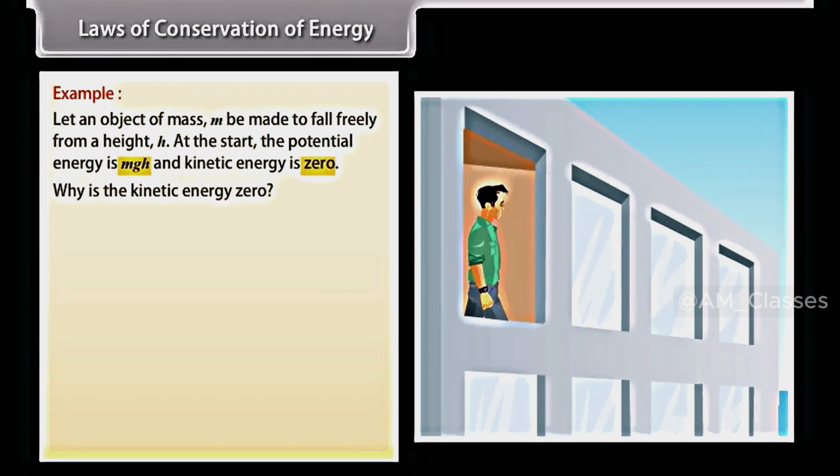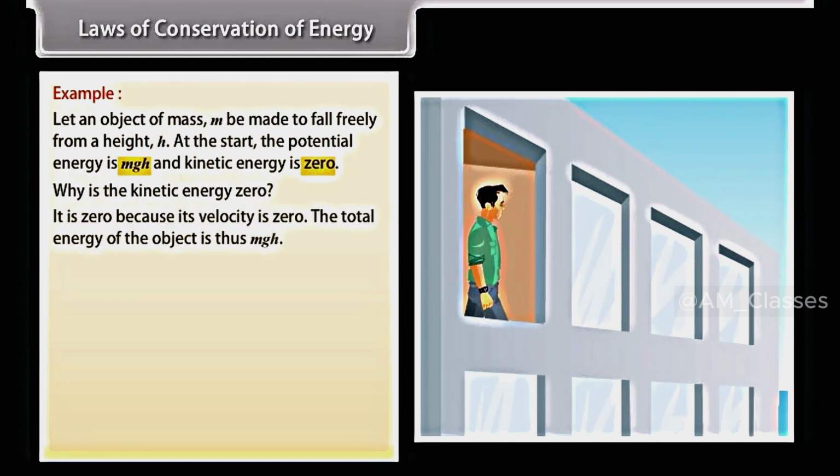Why is the kinetic energy 0? It is 0 because its velocity is 0. The total energy of the object is thus mgh. As it falls, its potential energy will change into kinetic energy.